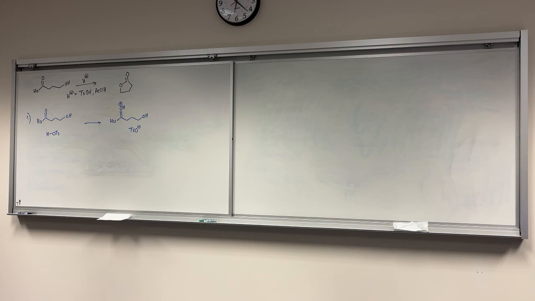Go ahead and show your relevant lone pairs. So there's a lone pair there that's attacking. That's where your arrow should start from. Thank you. This is an intramolecular reaction. So one part of the molecule will attack another part of the molecule. Good.